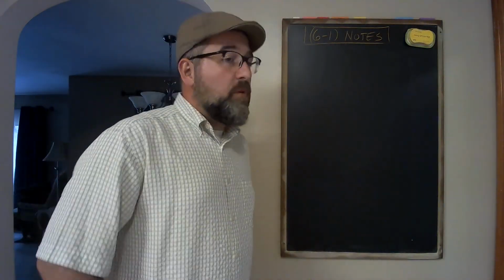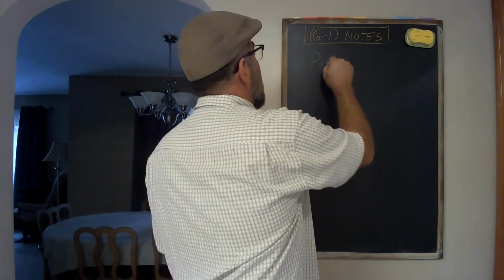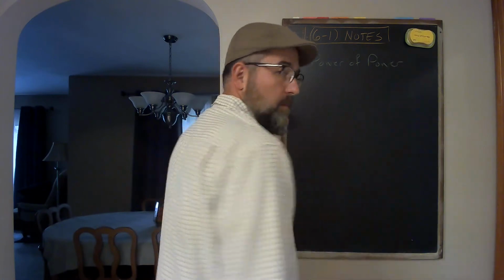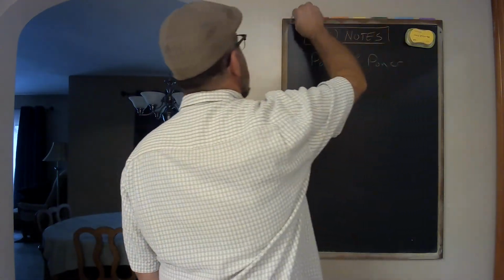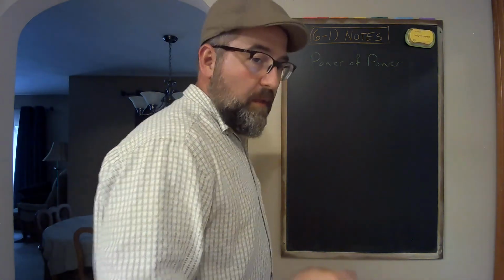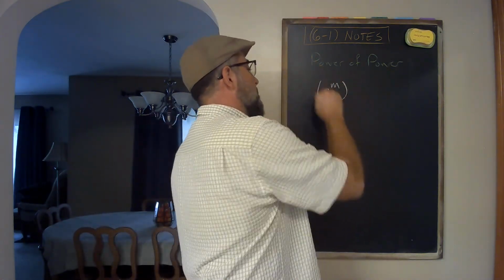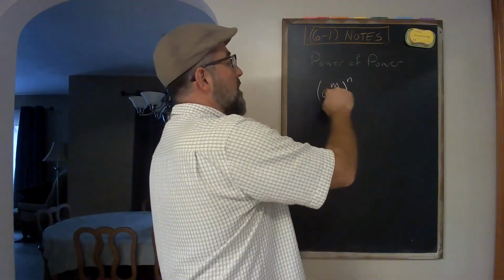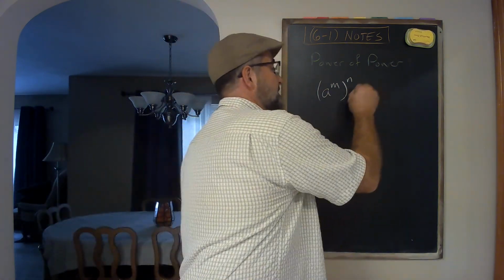Okay, so now we're going to look at the power of a power property. So, power of a power. I'm going to switch to a brighter color, that's not showing up too good. Power of a power, what we have is a power of m, and then that power of m is raised to an exponent. So that's a power of a power. And we want to know, what does this equal?